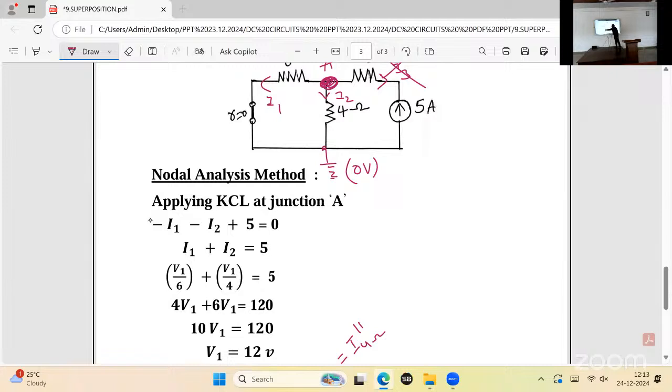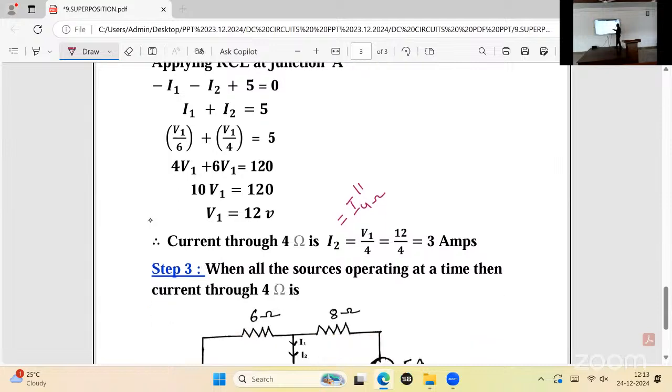What is I2? I2 is V1 by 4. What is V1? 12. So 12 by 4 is 3 amperes. So this is the current flowing through 4 ohms.